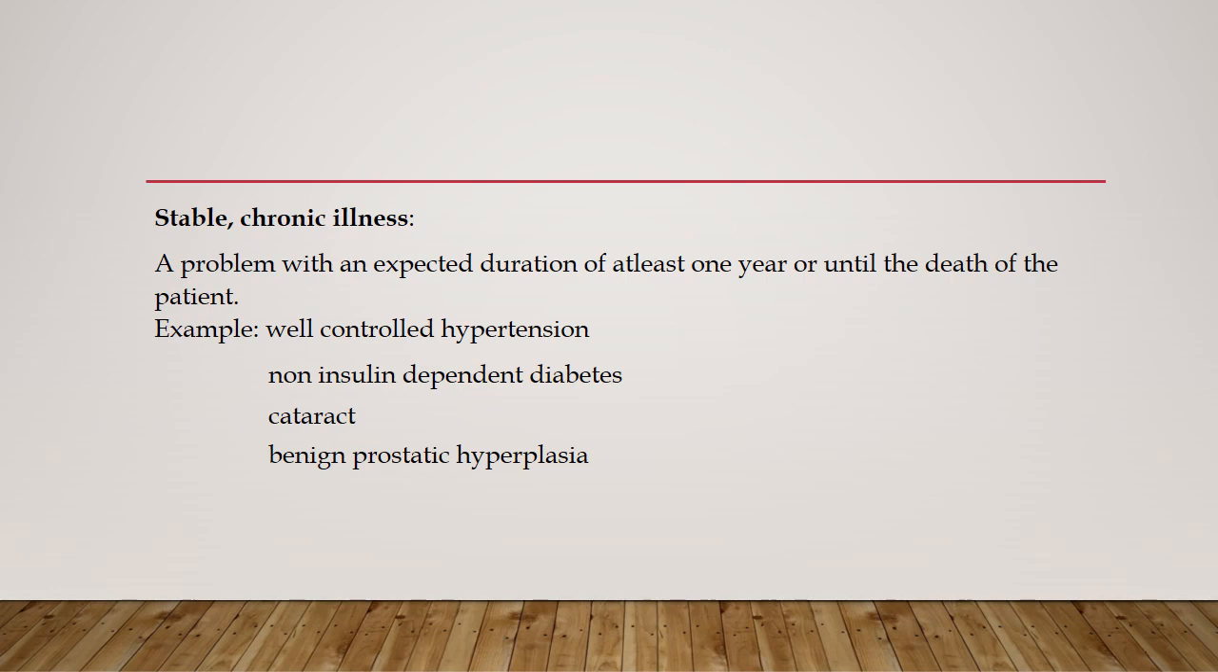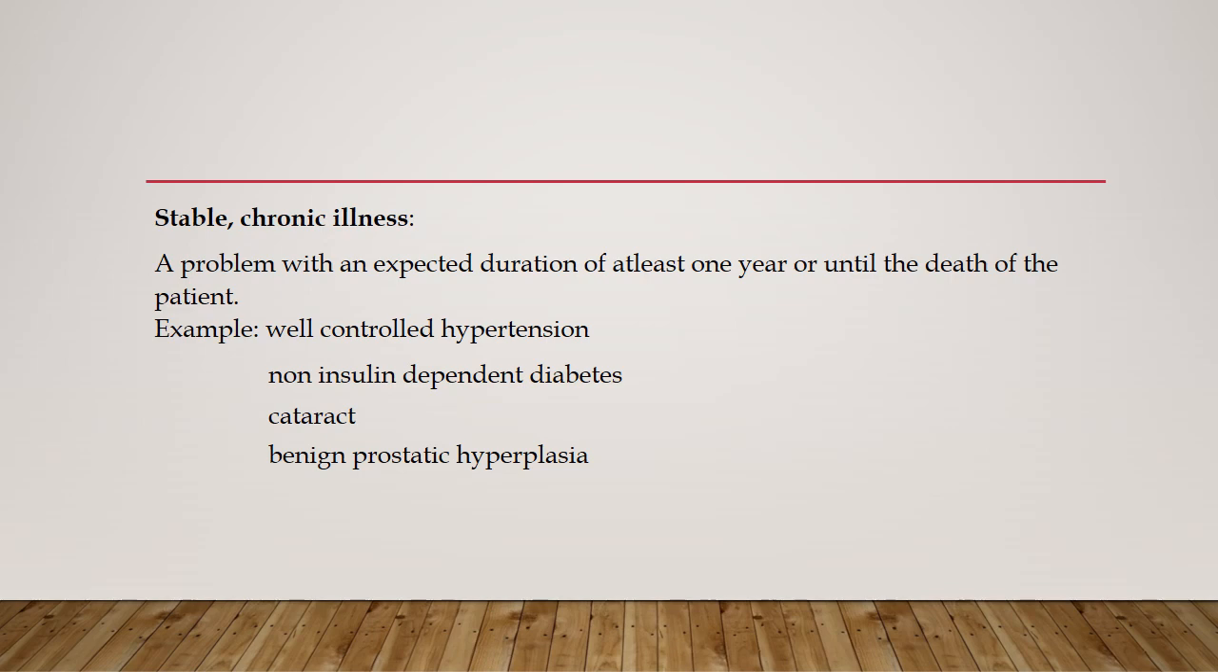are actually a long developing condition. Okay, which means a particular condition has not occurred suddenly; it gradually developed in the patient over a long time. Stable chronic illness is given as a problem with an expected duration of at least 1 year or until the death of the patient. So a stable chronic illness means a condition which has lasted for at least 1 year, and it may even be a lifelong condition, that is, it may last until the death of the patient. Okay, example, well controlled hypertension.